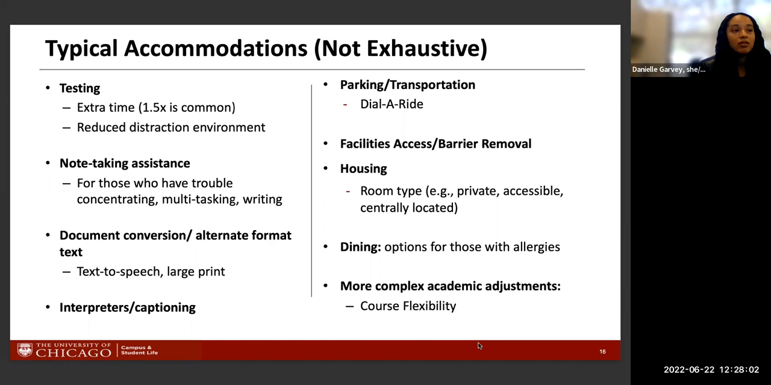Housing accommodations, which may include things like a private room or single room, an accessible location, or centrally located housing. We do work with students who may have dining related needs, for example, students who have allergies. And then we do work with students who have academic adjustment requests for things that may require flexibility, like a deadline extension on an assignment.